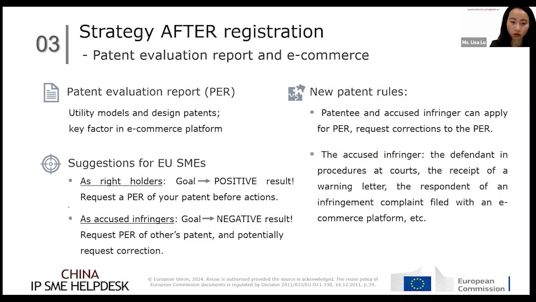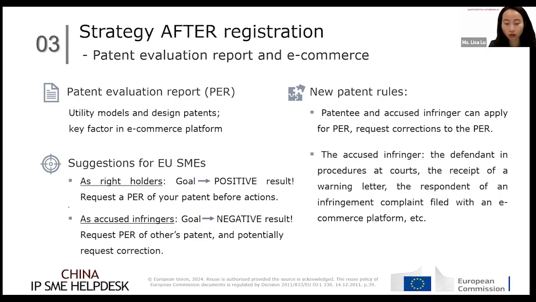If you are the rights owner, you want the report result to be positive for you. So in this case, you should file the PR as soon as possible, because you can also file the correction earlier to make the result as you wish. And if you identify any infringement on the e-commerce platform, you should request the PR before you even file the complaint on the platform.